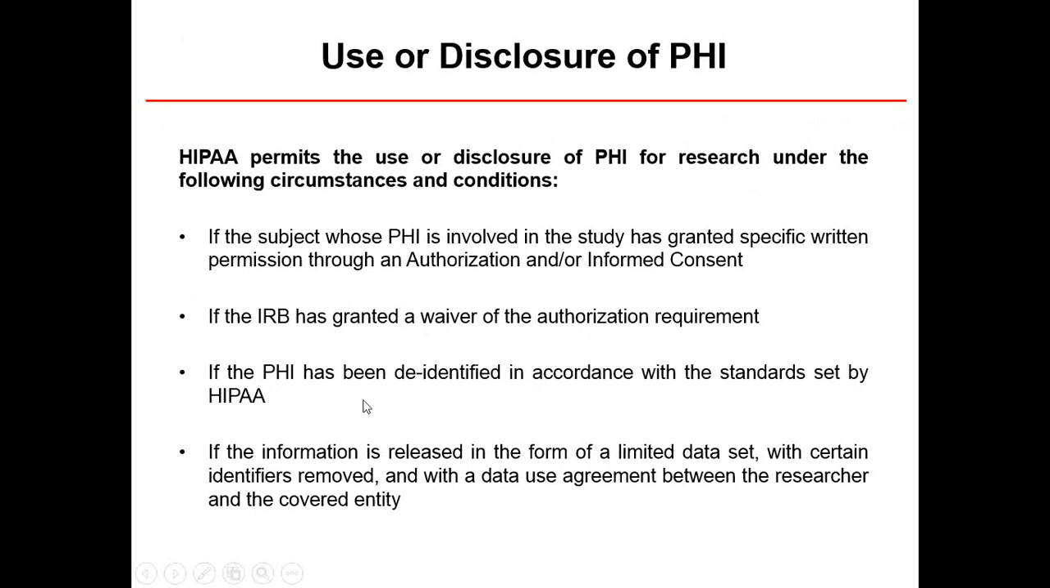The third case is if the PHI has been de-identified in accordance with the standard set by HIPAA, and we'll discuss de-identification in greater detail. And the fourth is if the information is released in the form of a limited data set, which is actually de-identified with certain identifiers removed, and with a data use agreement between the researchers and the covered entity. This is usually part of an IRB protocol and an IRB review and approval.